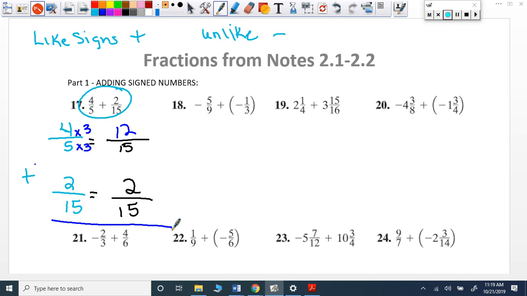So guess what? We have both positives. Like signs, you've been doing that since grade school. You add the numerators, 12 plus 2 is 14, and you write it all over your denominator.